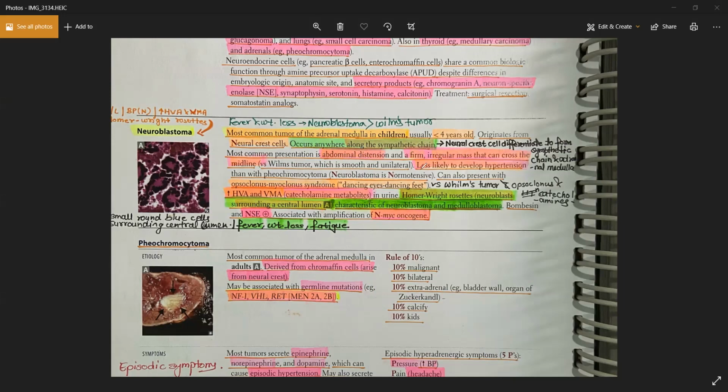Okay, and they won't develop any hypertension, unlike the pheochromocytoma, which is also a tumor of the adrenal medulla. Okay, neuroblastoma patients do not develop hypertension. Very important to note that.